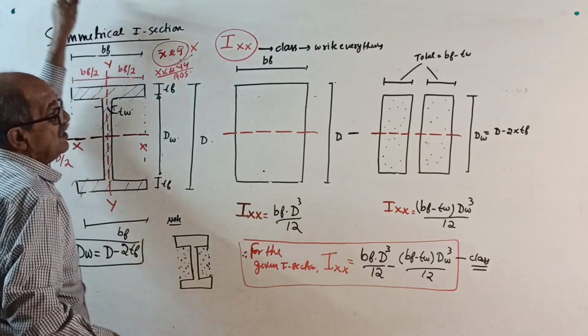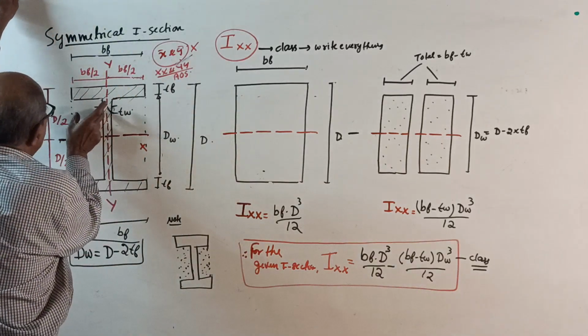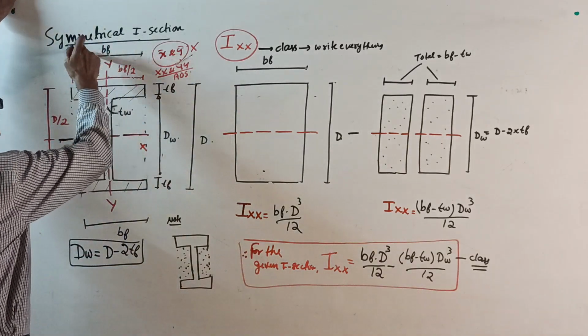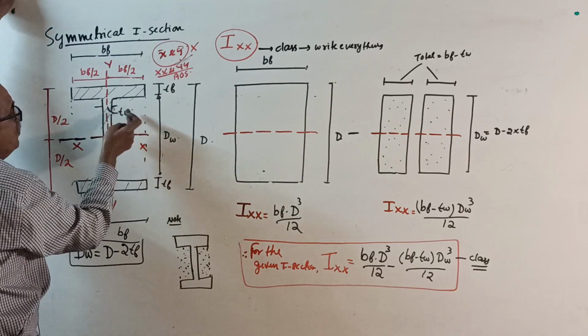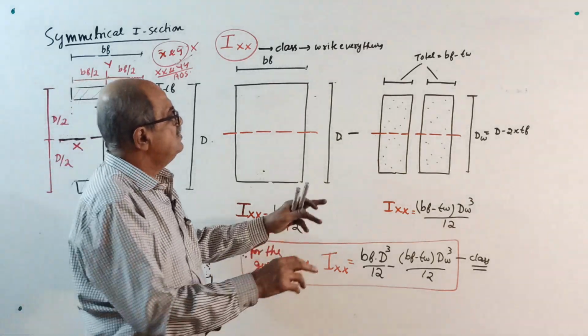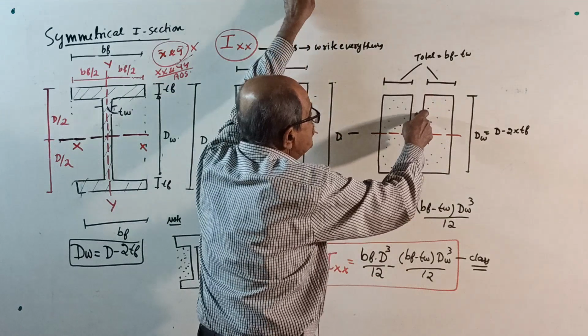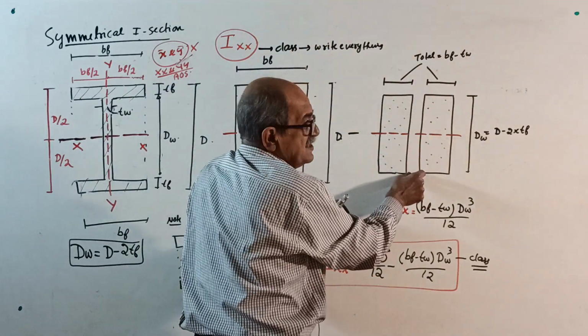Okay, now you don't require the two separately. Each empty rectangle has a width equal to (BF minus TW) divided by 2. That is not required, because when you take moments about XX, this empty portion here is actually your thickness of web.